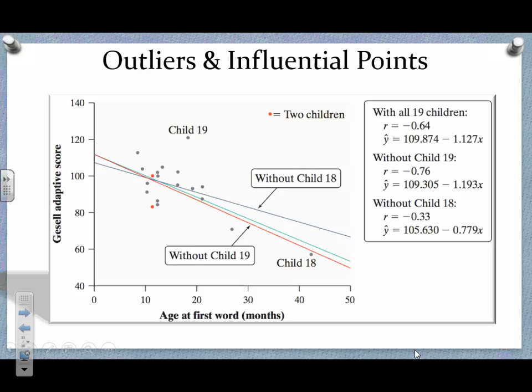So in the grand scheme of things, that's quite a drastic difference between what we had with child 18 in and what we had with child 19 out. So when it asks about whether something's influential or not, that's what you have to take into account. If we remove that point, does that particular calculation change based on that? Okay, so child 18 was influential for everything. Child 19 really only influenced correlation. You okay with that idea? So outliers may or may not be influential points. You have to take a look at what happens when we remove those particular points. Okay.